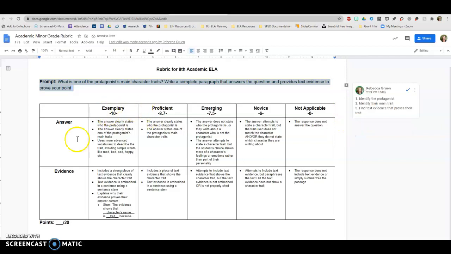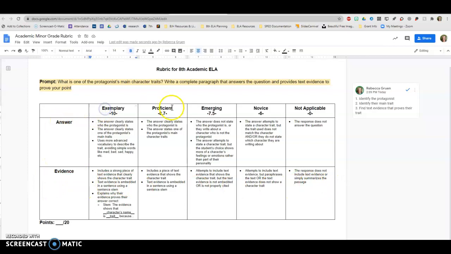Now, once I'm done writing my paragraph, I might wonder, well, how good is my writing? What grade would this paragraph get? And that's when the rubric comes in. If you notice, over here on the left column we have our descriptors. This descriptor says answer, so everything in this row explains how we score your answer. Underneath that explains how we're going to score your sentence with evidence.